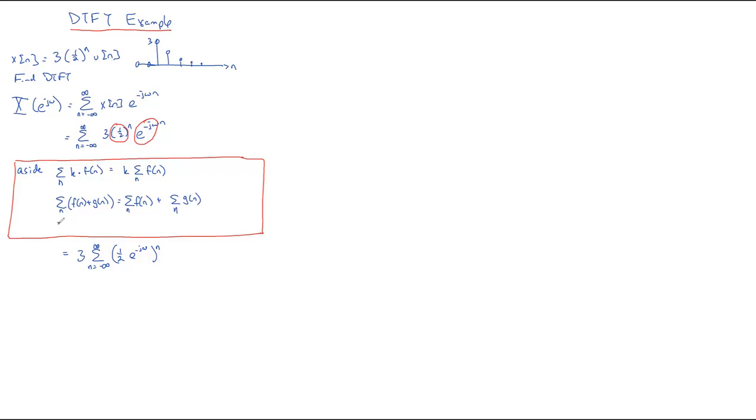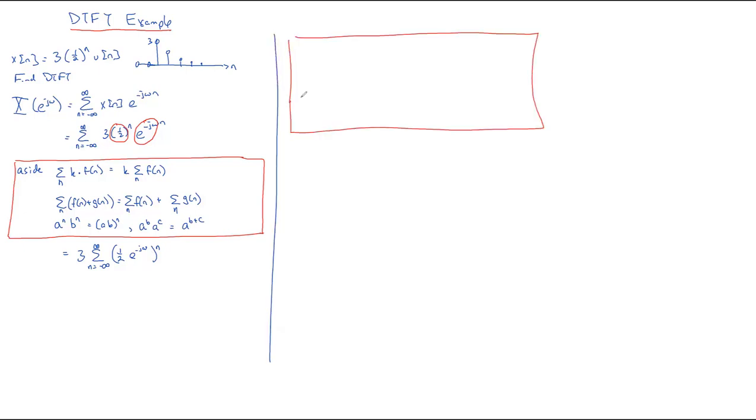Just as another reminder, if you have a to the n times b to the n, that's the same thing as combining (ab) to the n. That's what I just did. The related algebraic identity is a to the b times a to the c is equal to a to the b plus c. So we're up to here, and now we need to figure out this.